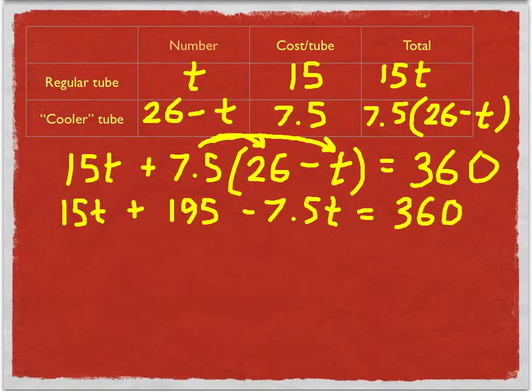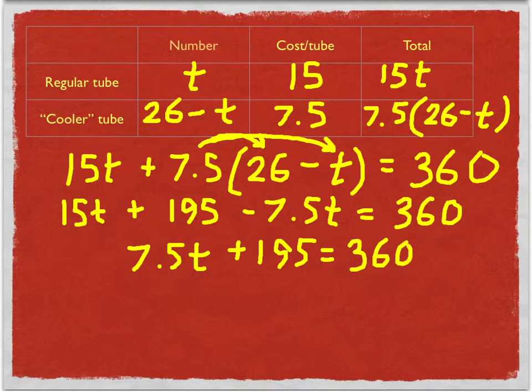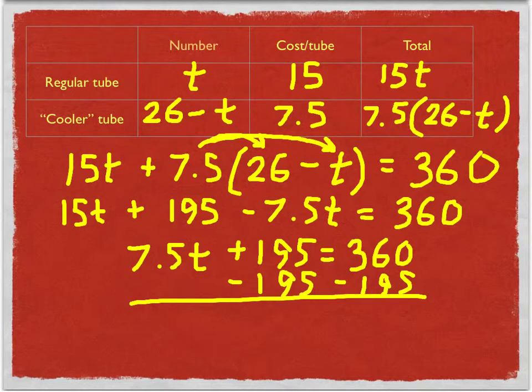Alright, so far so good. Now I can combine these two terms here. Those are like terms that I can put together. So 15t minus 7.5t is indeed 7.5t plus 195 equals 360. I am then going to subtract 195. This is back to our multi-step equations here. So 360 minus 195 is 165. So I have 7.5t equaling 165.